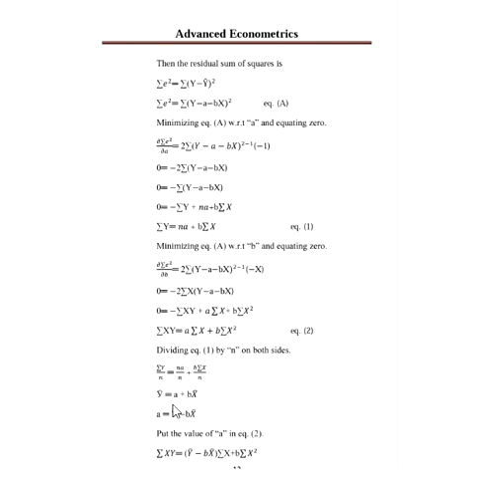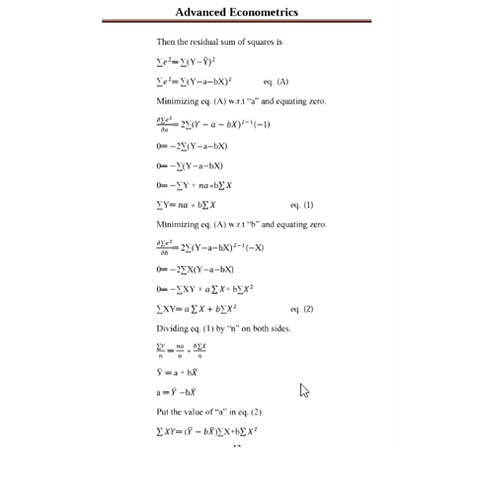Now we will find the value of b. What we have to do, as in equation 2, summation x y is equal to a summation x plus b summation x square. So we will put the value of a in this equation. Okay, here we will put the value of a, and we can find the value of b.